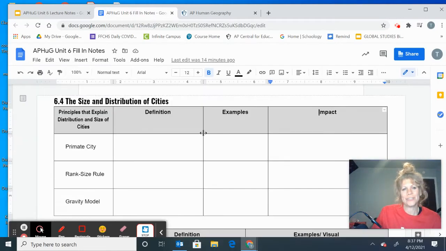Hey gang, we're doing 6.4 here, the size and distribution of cities. So within the standard, we are going to be talking about any principles that help explain how cities are distributed and the size of them.